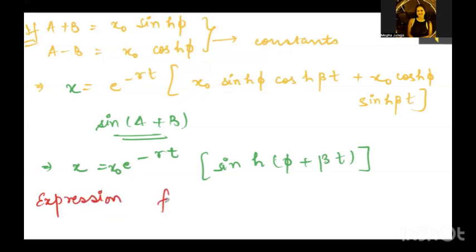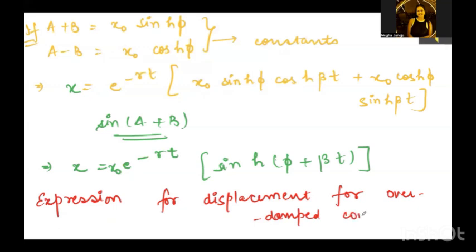So this is going to be the expression for displacement for overdamped condition. Overdamped condition. So basically in your exam also they can ask you about underdamped condition, overdamped condition or critical condition, or sometimes they can ask you the general solution also. So you should know how you have to solve these things. Okay, I hope that this part is clear to everyone, how we have done this.